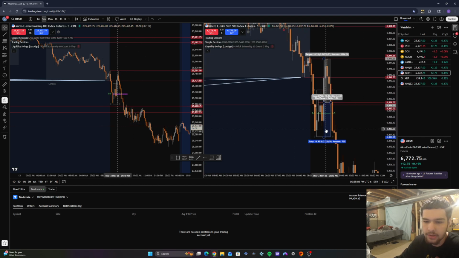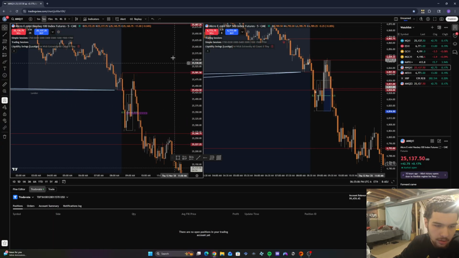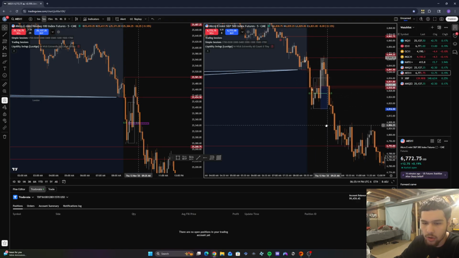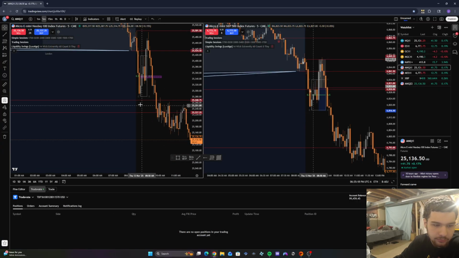Okay, this is the trade I took. Why did I take this trade? Okay, so again, swept sell side liquidity first. It swept out the lows first. So I went, okay, cool, we're going for buys then. Okay, we have this leg up. What is this leg?